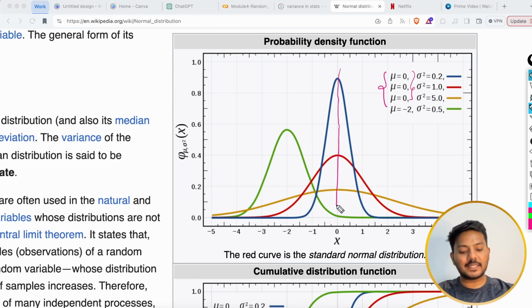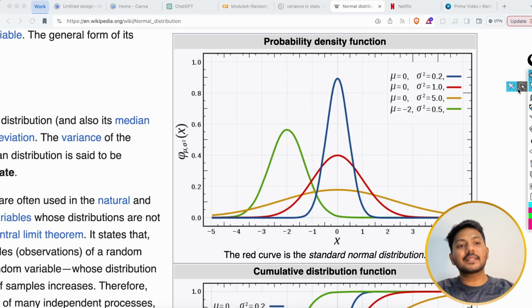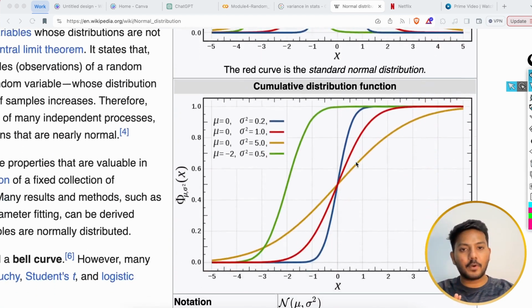That means they are centered at 0 and both are symmetric on the left side and right side. And if the mean is -2, it is also symmetric, but the mean is not centered at 0. And based upon the variance values, the width of the plot will vary. Hopefully that is clear. Now we will understand the CDF for the same plots here.